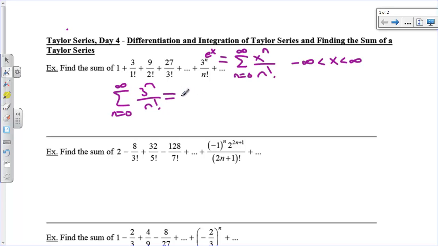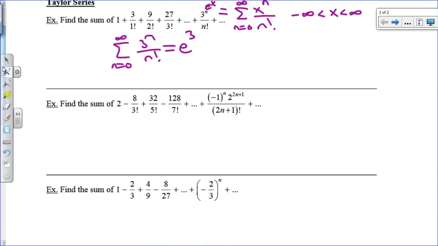This is going to equal e to the third. The x has been replaced with the 3, so this is e cubed. Whatever 2.71828 to the third power is going to be that. We're just going to call it e cubed for now. Let's take a look at another one.